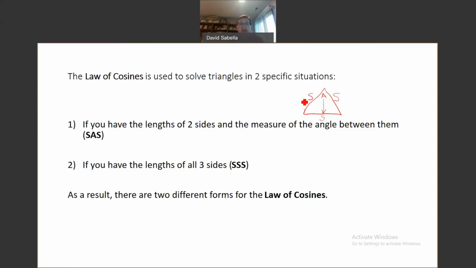We'll talk about that. The second situation in which you can use the law of cosines is when you are given all three sides, side, side, side. And when you have that, obviously you don't have a side with an angle opposite. The law of cosines allows us to find the angles opposite the sides. And so those are the two situations. Let's talk about them in a little more depth.